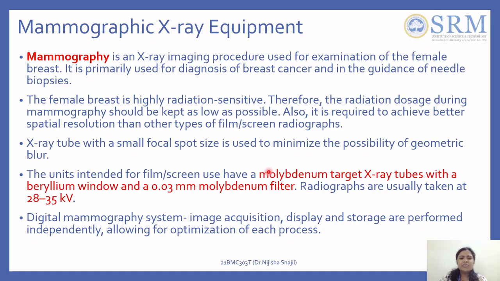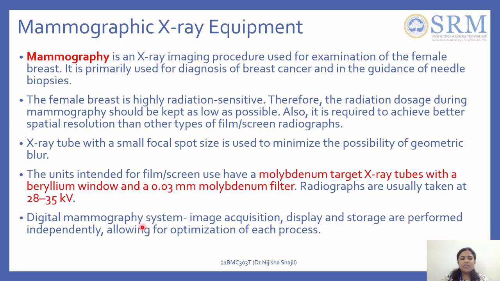Now if you see here, usually we have molybdenum type of target X-ray tubes with a beryllium window and a 0.03 mm molybdenum filter. So it's all very, very tiny and small. Usually the kilovolt that we give is very low, almost similar to that of dental, which is around 28 to 35 kilovolt.